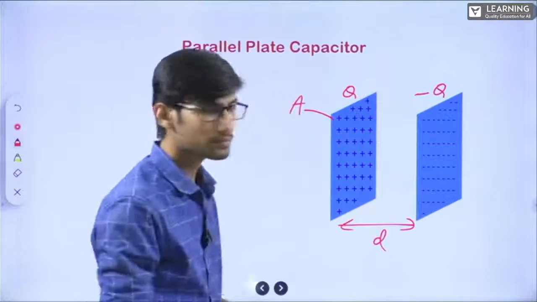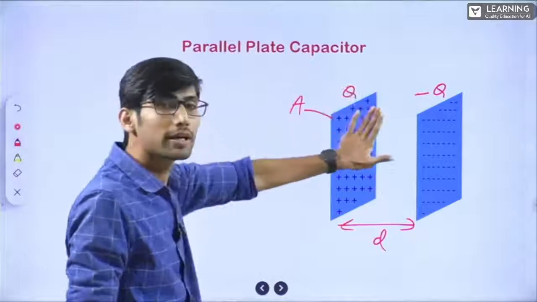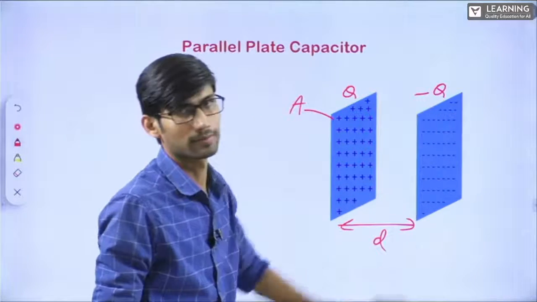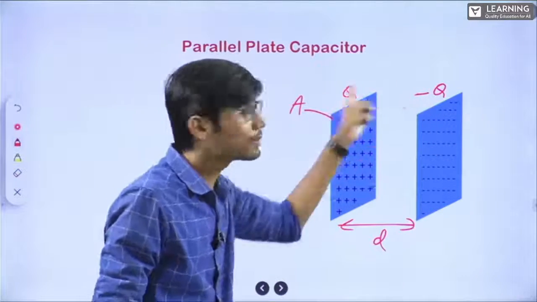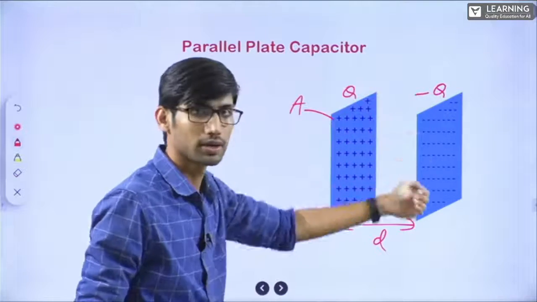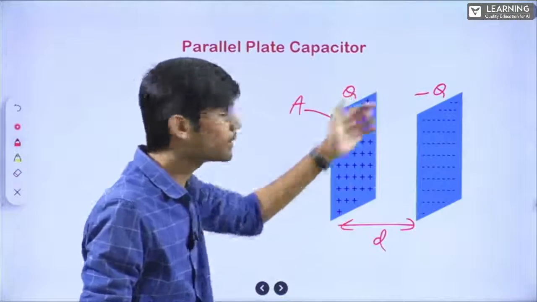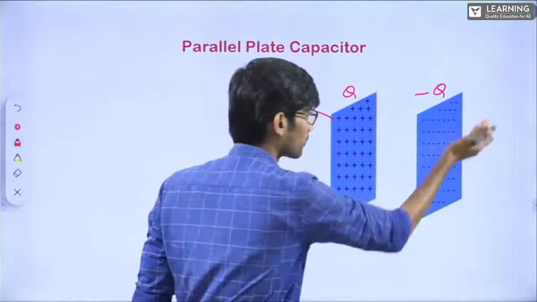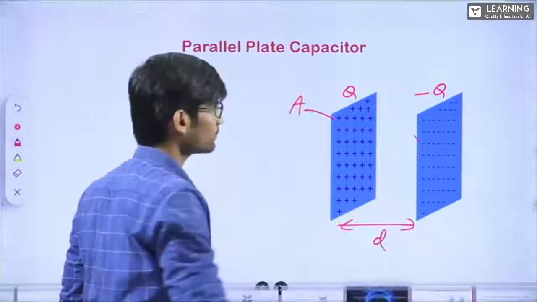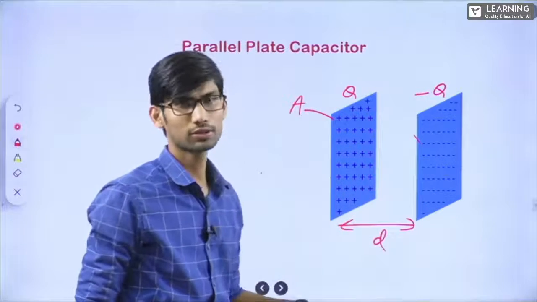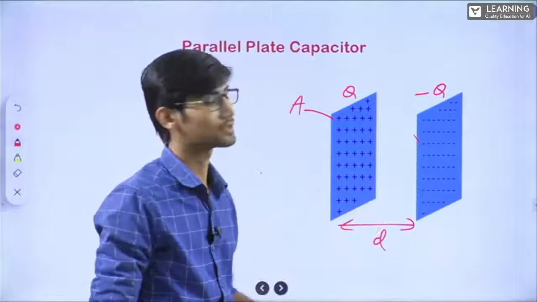Now here, the area of this plate should be the same as the area of this plate. The charge on both the plates should be equal inside. The charge inside both the plates should be equal, the inner surface I'm talking about. And there should be some separation. So this is a parallel plate capacitor.